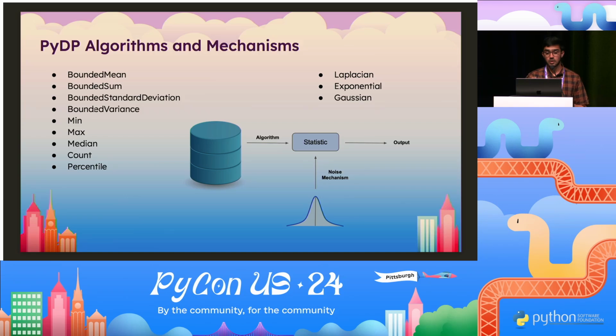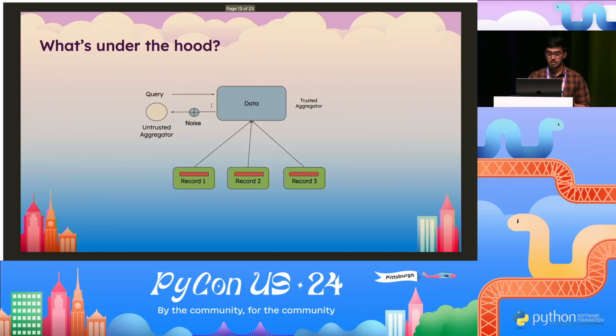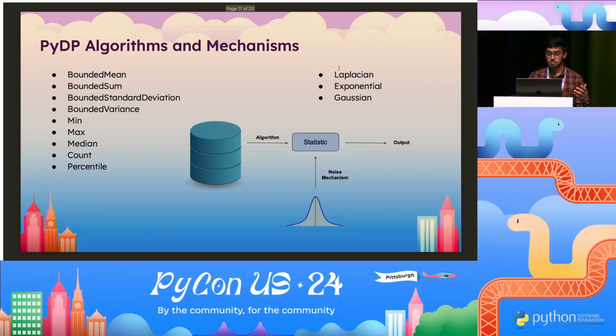And PyDP provides all of these algorithms in a differentially private manner. So you can set your epsilon budget. There are also multiple parameters to each of these algorithms which let you customize the behavior. And then there's this notion of mechanisms. As I mentioned in this slide, the noise that we're going to add could be of multiple types. So PyDP provides support for Laplacian noise, exponential noise, and Gaussian noise.